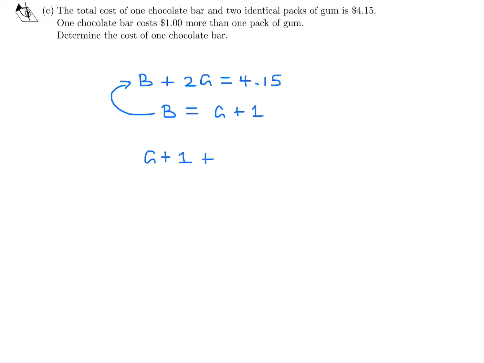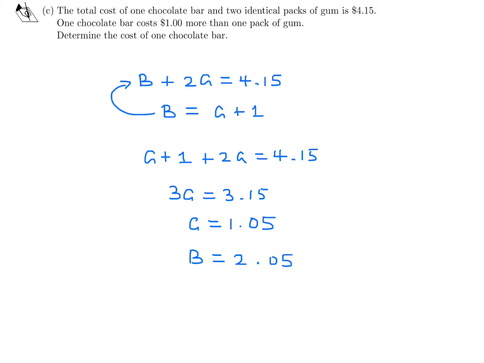G plus 1 plus 2g is equal to 4.15, and that means 3g would be equal to 3.15, and therefore g would be equal to 1.05. And we want b, so b is g plus 1, so that would be 2.05, the cost of one chocolate bar.